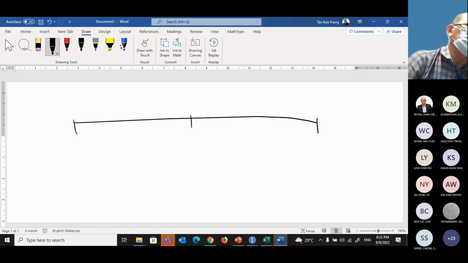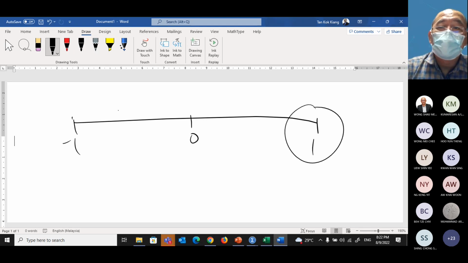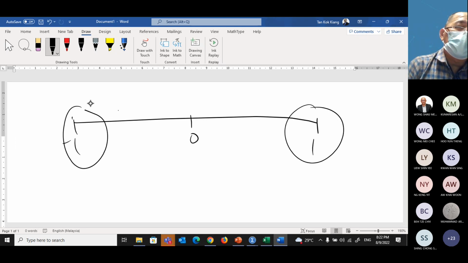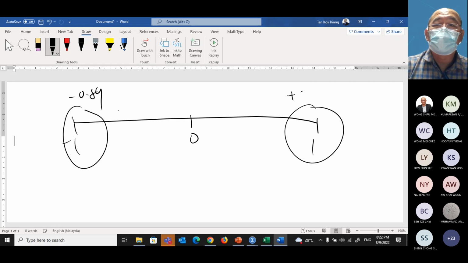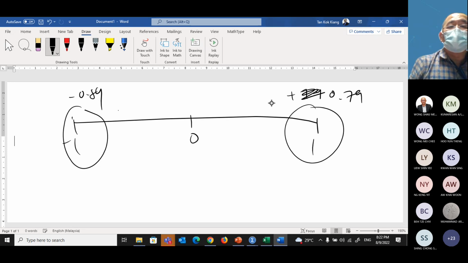Just the calculation is a bit different. Pearson is parametric. Spearman and Kendall are non-parametric. Let's say positive is here, negative is this area. But we don't care about positive or negative, we want a strong relationship, let's say negative 0.89 or positive 0.79. This one we don't want, because it means no relationship.